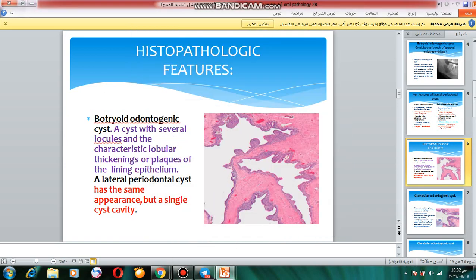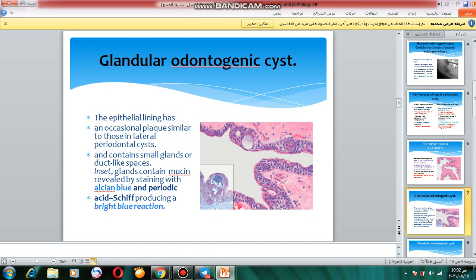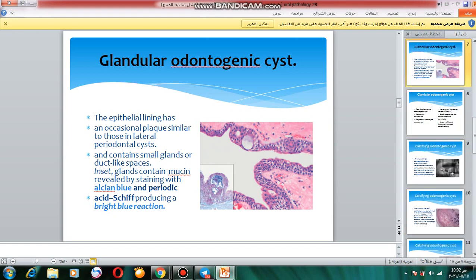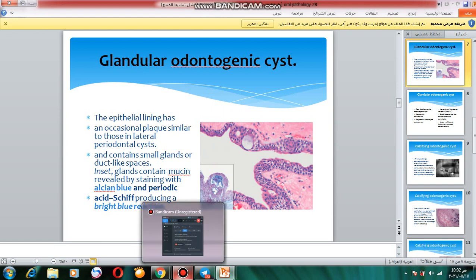Slide number 7. Another type of developmental cyst is called glandular odontogenic cyst. The different feature of this cyst is that it has glands inside the epithelium, and it will even form mucin. So sometimes developmental odontogenic cysts could have glands in their epithelial lining, but these are very rare.